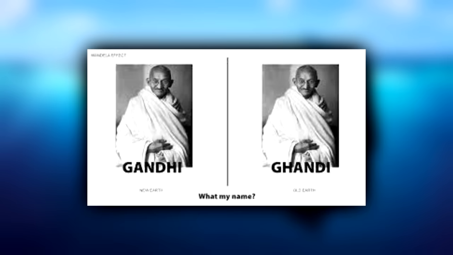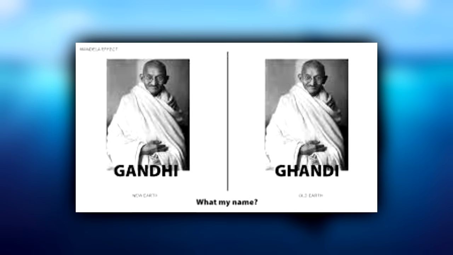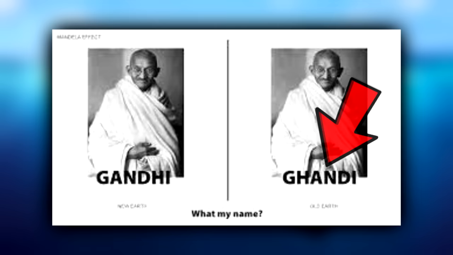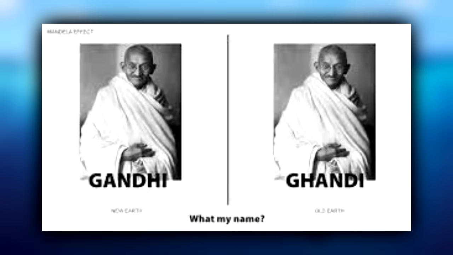Gandhi. This one is pretty simple to explain, so we won't waste too much time on it. But a lot of people are confused on how to actually spell Gandhi's name in English. It's actually spelled like this, despite a lot of people in Western countries spelling it like this, which led to a lot of people believing that this was actually the correct spelling. But this is just simply a common misspelling and transliteration of his last name.